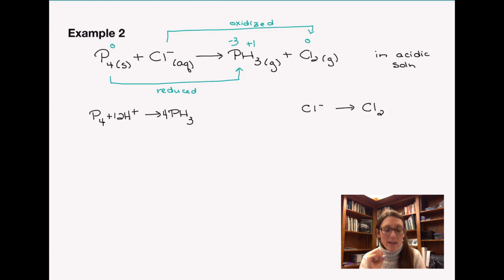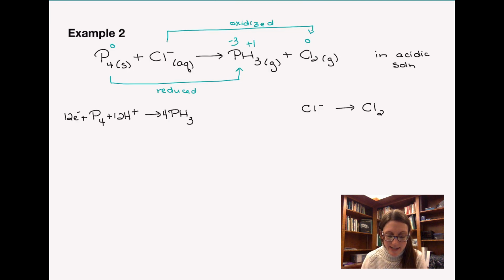On the left-hand side of this equation, the charge is +12. On the right, it's 0. So we're going to need to add 12 electrons to the left-hand side of that equation. Again, you're adding electrons to the more positive side of the equation. That one's now balanced.